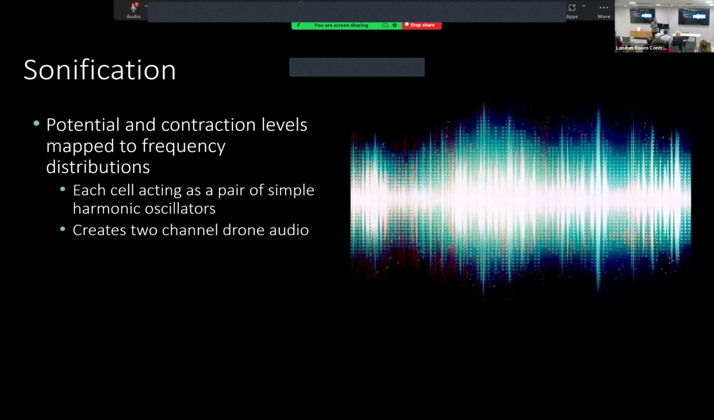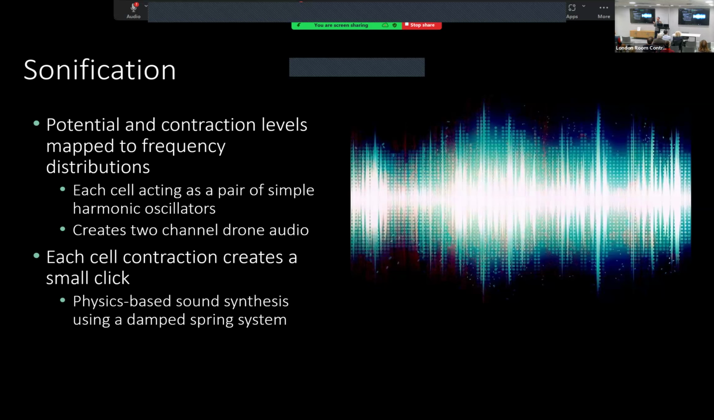And then the third one is just like a Geiger counter. It's just little clicks where every time a cell contracts, it creates a little click, which is implemented as a simple physics-based sound synthesis system. That's just a spring, which gets hit by a little impulse every time a cell contracts. There are 250,000 cells in the simulation, all hitting this little spring, and it works. It produces little crackly sounds when you can hear the cells starting to contract. So that's the sound side of it.